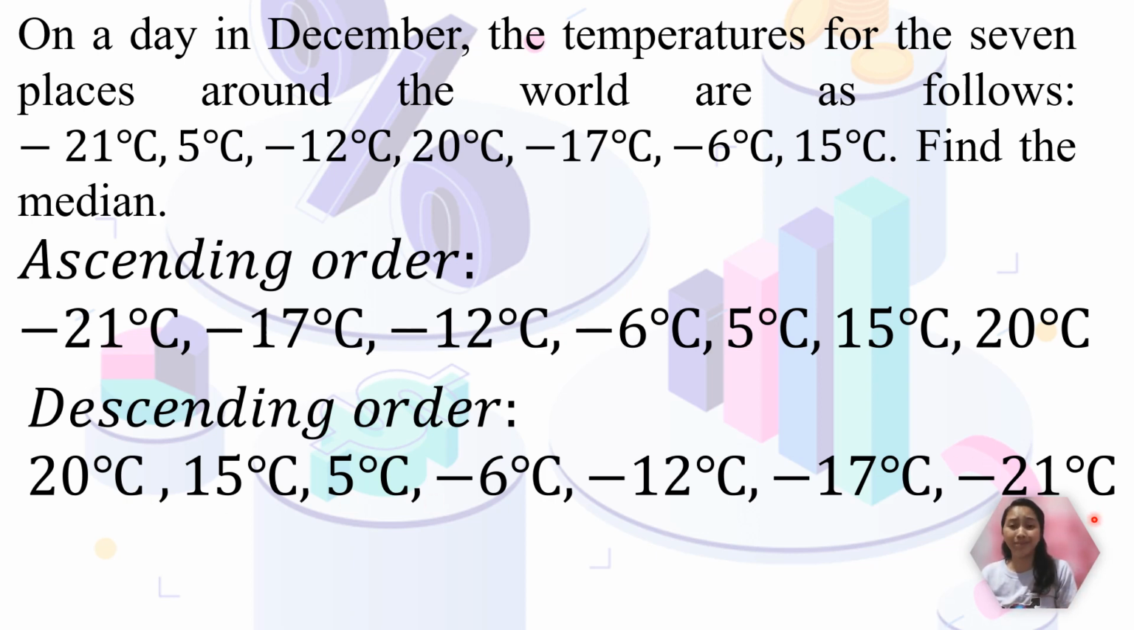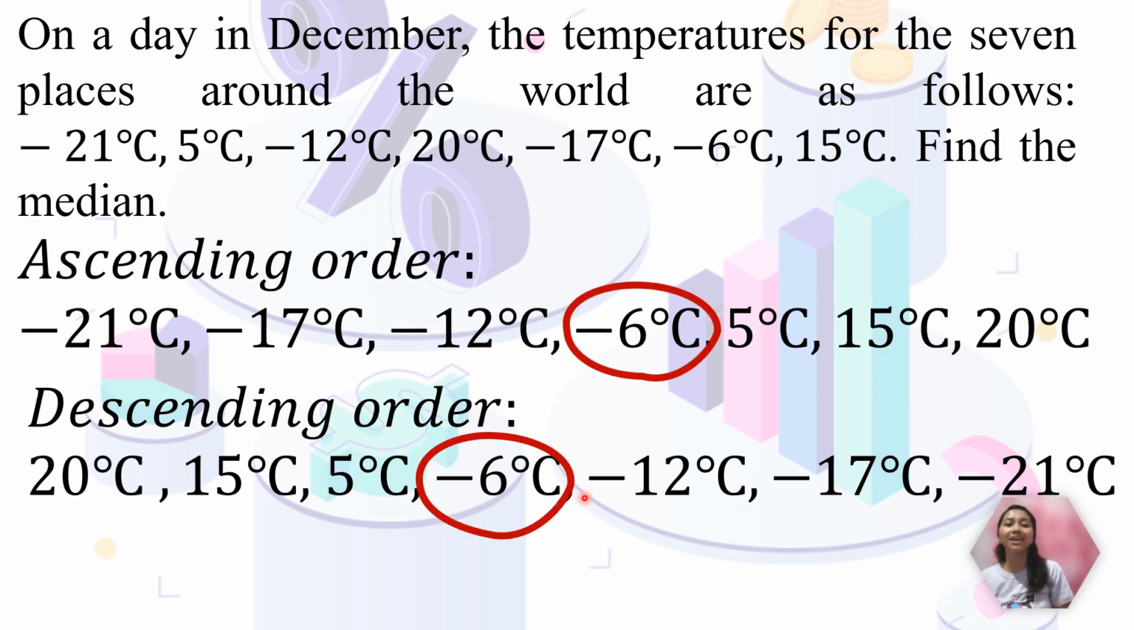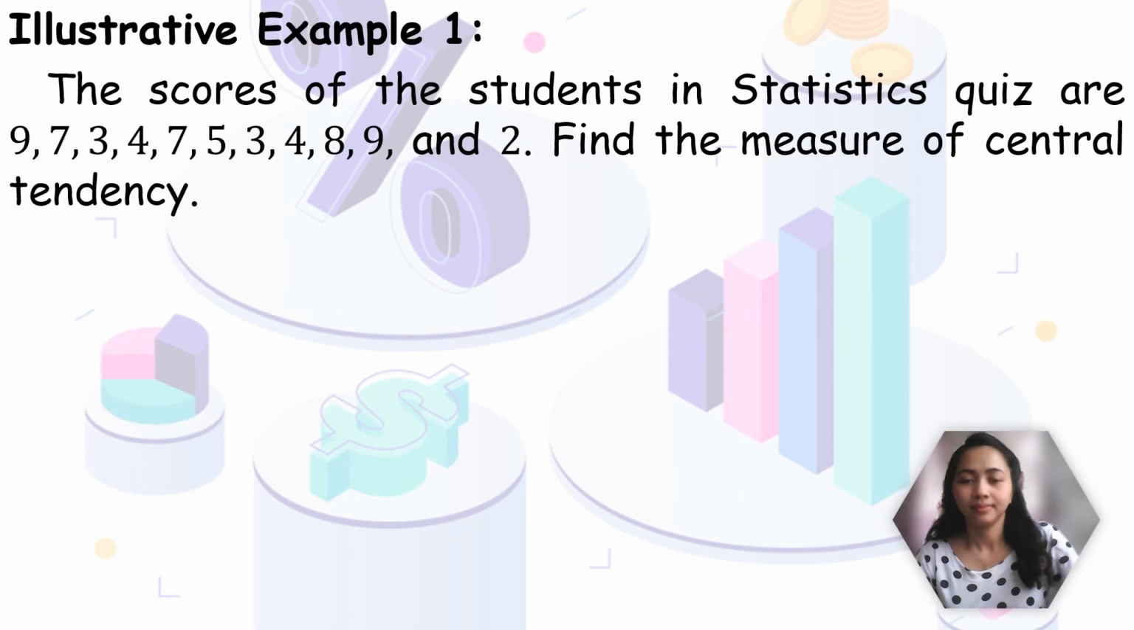So, 7 pa rin naman yung given set of data natin. If we're going to divide it by 2, it is equal to 3.5. So, we have the 4th place. So, the 4th place here is, let us count, 1, 2, 3, 4. Naiba ba? Hindi. Kasi nga, ascending order or descending order, parehas pa rin yung magiging gitna nila.